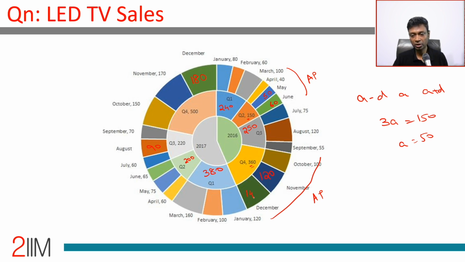100, 120, 140. So we have monthly numbers for the first 3 months, next 3 months, next 3 months, next 3 months. So all monthly numbers are available. So all quarterly numbers are available. All annual numbers are available if we want it. I'm not even going to fill this in and add this and find out. If we need it, we'll find it. Okay.